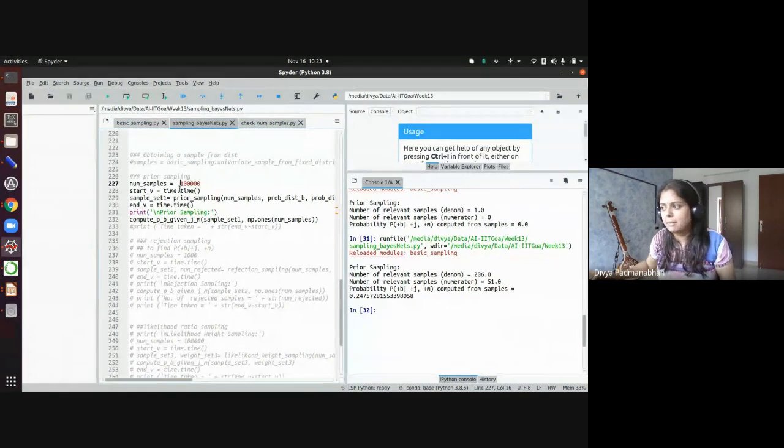I got 1 lakh samples, and the number of times I got relevant values was 206, a very small number. Anyway, here I could compute something: 0.24 is the number I got. But the point is, you need to draw a lot of samples to make any reasonable sense out of the estimates you get. That's the issue with prior sampling, but theoretically it's fine. It is a correct approach.